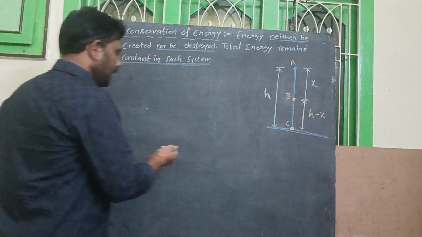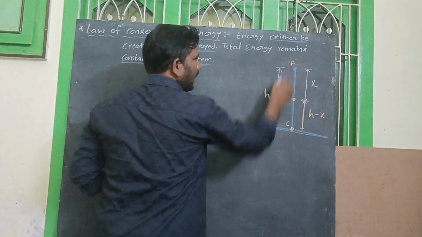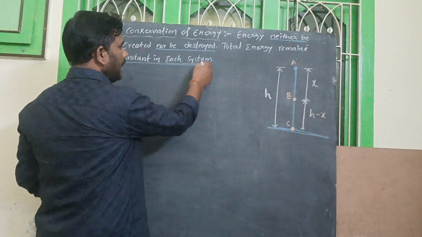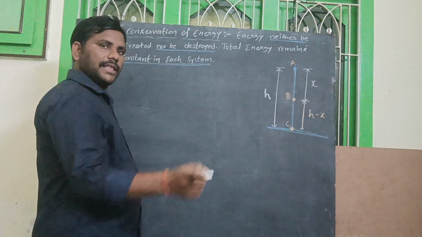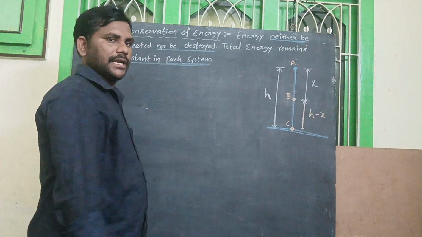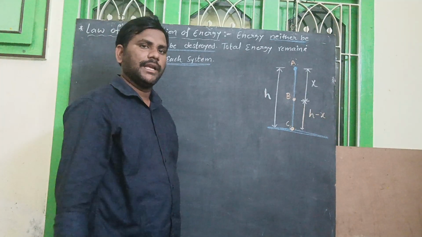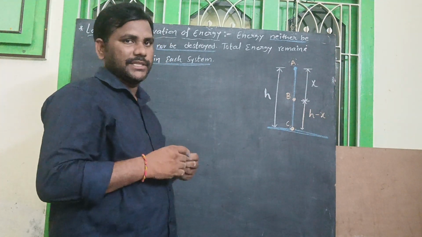Coming to point A, we can find out the total energy at point A, which is the same at point B and at point C. So in these three cases we will find out the total energy. So what is the meaning of total energy? Total energy means sum of the kinetic energy and the potential energy.